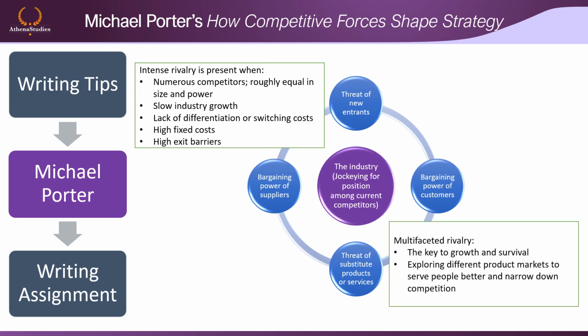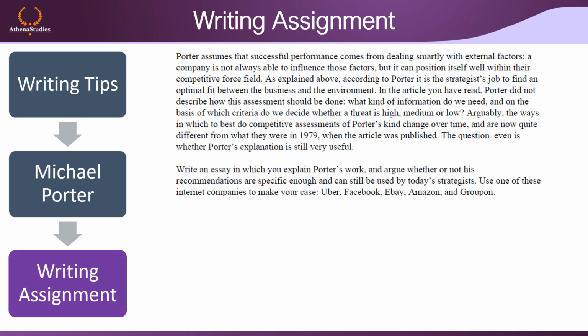And then the last thing you have to consider for your essay is multifaceted rivalry. So there are two aspects that Porter discusses about them. So this is the key to growth and survival. So through multifaceted rivalry, actually you are able to grow and to survive inside an industry. And by multifaceted rivalry, he means that you actually explore different product markets in order to serve people better and to narrow down competition.